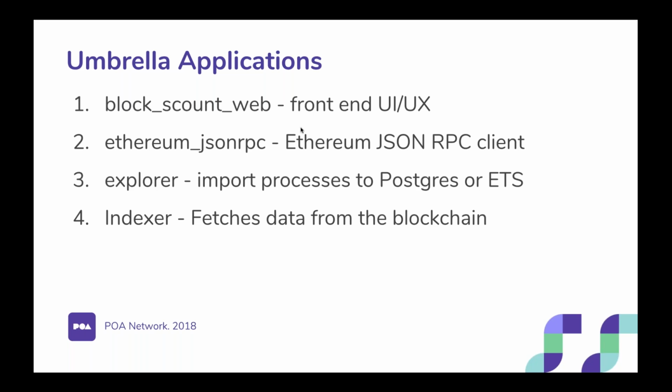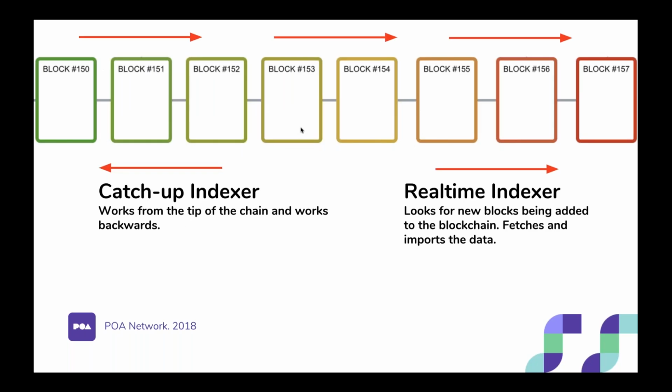Next, we'll be talking about each one of the umbrella apps in detail. We're going to first start with the indexer. This is where we first receive the data, and then we'll work down to BlockScout Web, which is our UI. So we actually have 2 indexers on BlockScout. The first is the Realtime Indexer. This indexer connects via WebSockets and looks for a new head subscription, which basically says, hey, I have a new block and here is the block number. We then take that block number and go fetch the relevant data for that block.